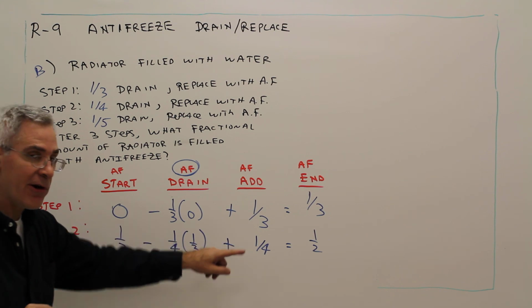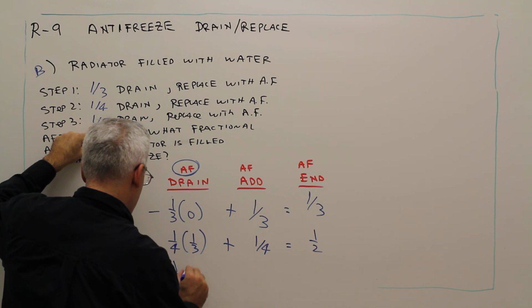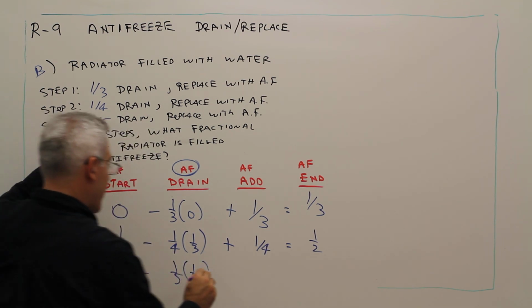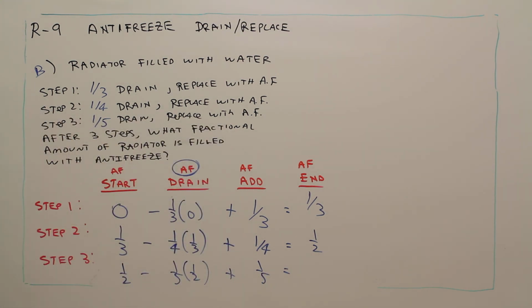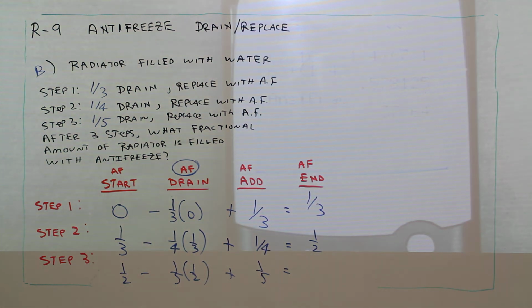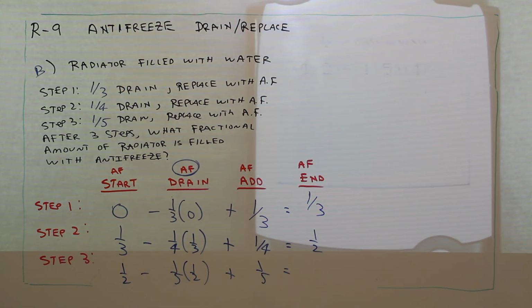Step 3, I'm starting with 1/2. I'm draining 1/5 of that 1/2, and I'm adding 1/5. Again, I'll show you how to do that with the calculator. All right, I've got 1 divided by 2 minus 1 divided by 5 being multiplied by 1 divided by 2 plus 1 divided by 5.